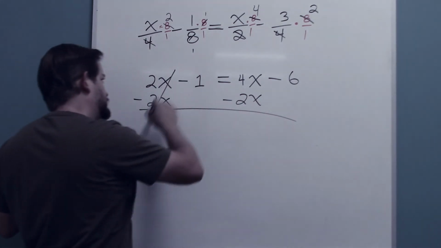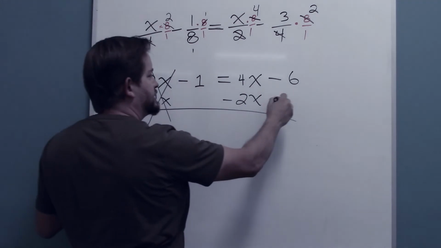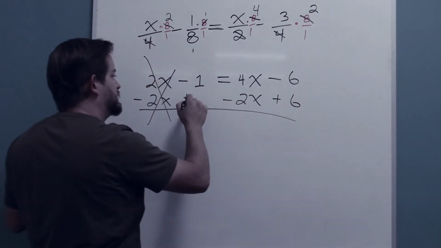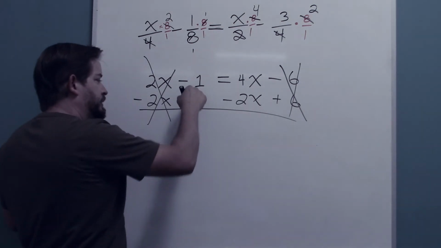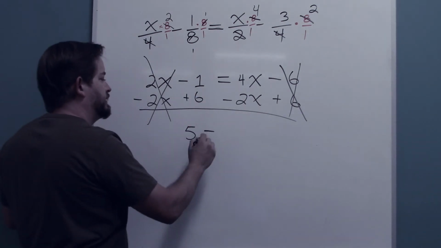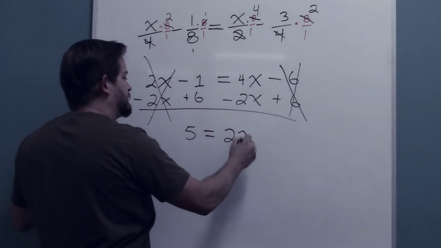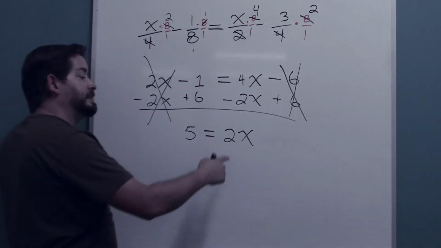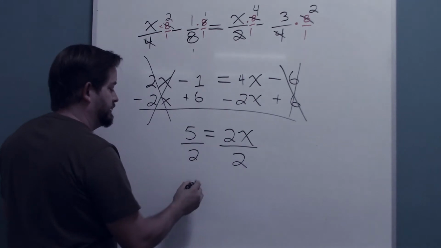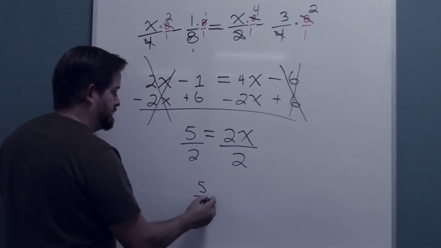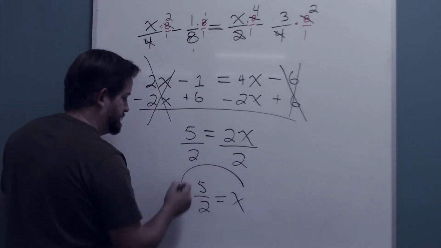Since my x terms are going to the right, I want this 6 out of the right and to the left. So I'll add 6 to both sides. And that gives me 5 on the left is equal to 2x on the right. Then the very last step says divide each side by 2, and I'm done. My final answer is 5/2.